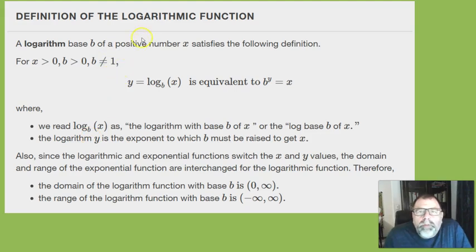Okay, here's the formal definition of logarithmic function. A logarithm base b of a positive number x satisfies the following definition. Now notice x has to be greater than 0. b is greater than 0. So x and b are positive, and b can't be 1. Okay, y equals log base b of x is equivalent to, right, that's the double-sided arrow, b to the y is equal to x.